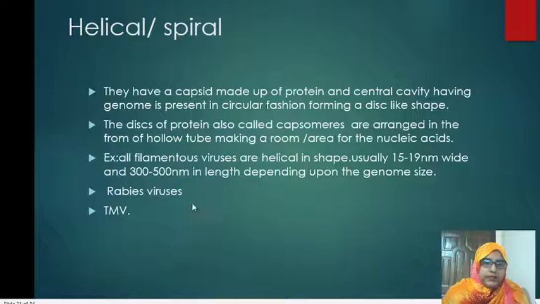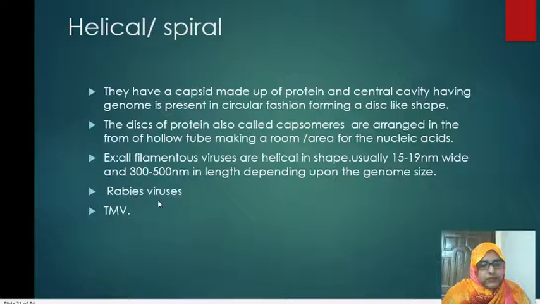Okay, then the viruses are helical in shape, usually 15 to 90 nanometers wide and 300 to 500 nanometers in length, depending upon the size of the genome. The more the genome increases in length, the more capsomeres there will be, and the capsid increases in size. For example, the length of the helical shaped virus depends upon the length of the genome.